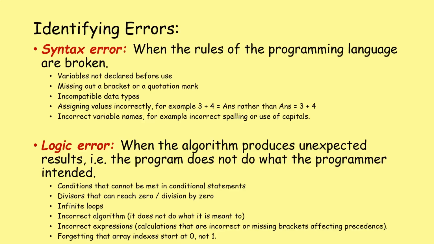Common mistakes that result in logic errors could be conditions that cannot be met in conditional statements, so it can never be false, it can never be true, etc. Divisors that can reach zero, so division by zero errors. Infinite loops, where the loop just continues forever. The actual algorithm is just incorrect and it doesn't do what the programmer meant it to. We could have incorrect expressions, calculations that are incorrect, or we're missing brackets that could affect the precedence. And things like forgetting that array indexes start at 0 commonly, not 1.